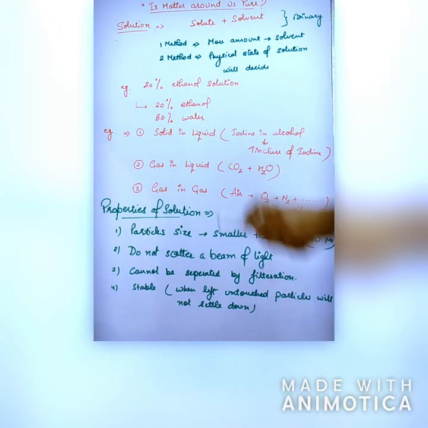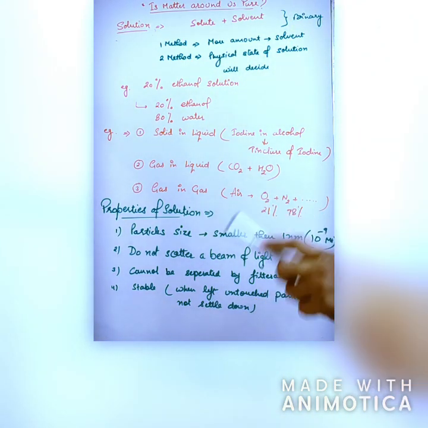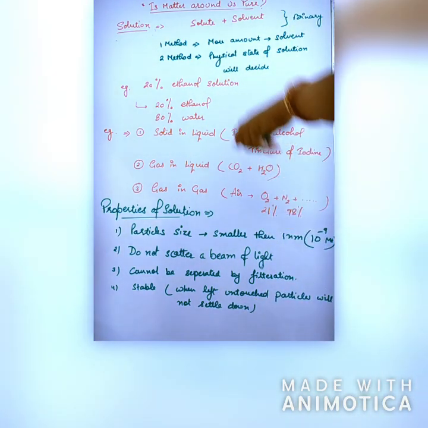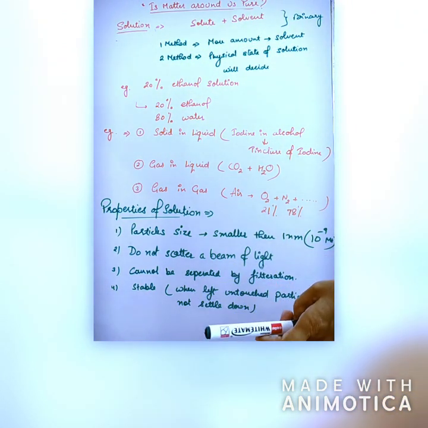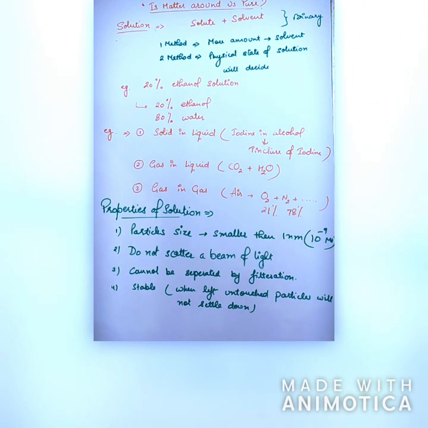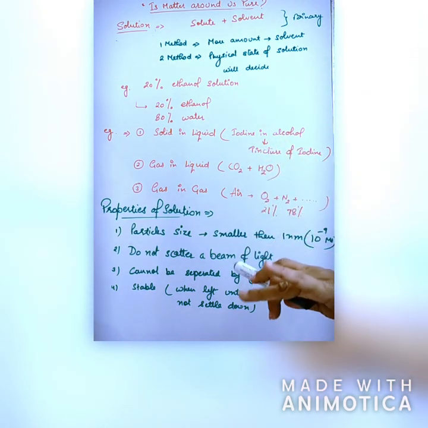If we have one solute and one solvent, we call it binary. We will use the term binary. Binary means two things, that means one solute and one solvent. Sometimes we may also have two solutes and one solvent too, but here we will take only binary solutions. We will discuss the binary solutions only.